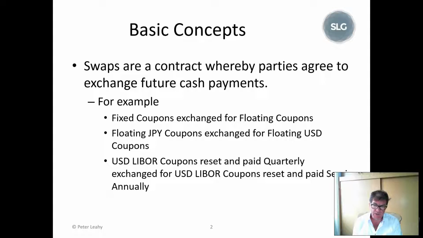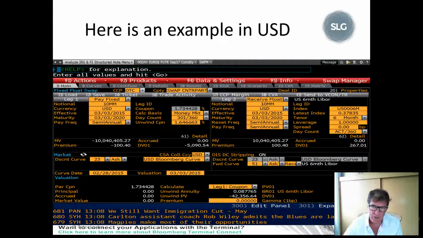Our concern, however, in this presentation is mainly to talk about fixed for floating interest rate swaps. Here I've taken off the Bloomberg system an example of an interest rate swap in US dollars. So you can see we've got an exchange of two legs, as we call it. You can see leg 1 and leg 2, follow my mouse pointer there. You can see these are in US dollars and the notional is 10 million.